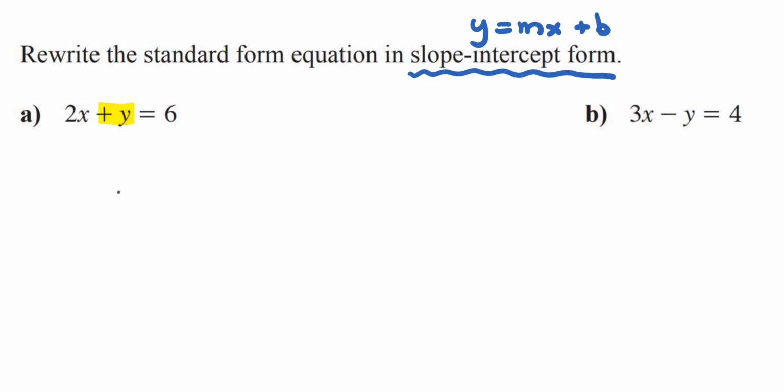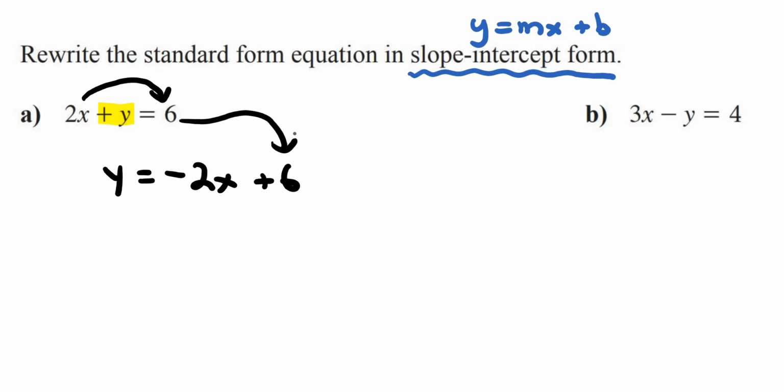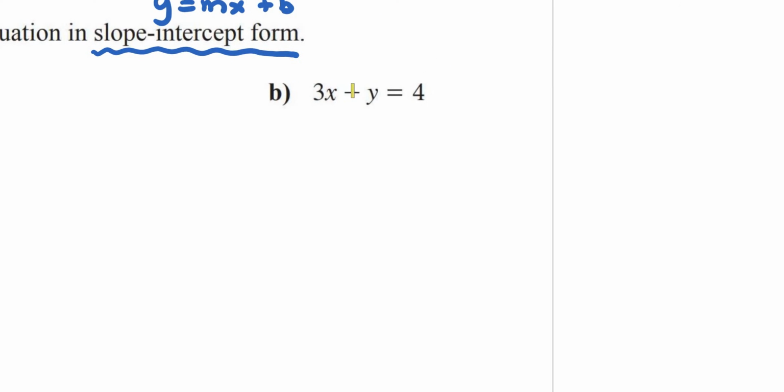Our goal is to isolate for y. All right, so bring the 2x over. That's going to be negative 2x and then plus 6, right? And that's it for question 3a. For 3b, let's go ahead and isolate for this y variable there. So this 3x, let's move to the other side.